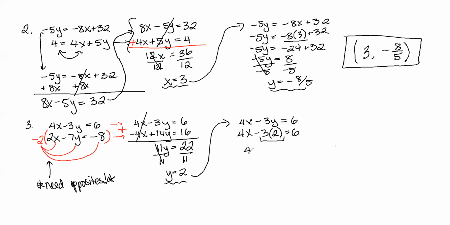Simplify, so 4x minus 6 equals 6. Add that 6 to both sides. So we get 4x equals 12. And divide both sides by 4. So x equals 3. And so we have our solution, 3, 2.